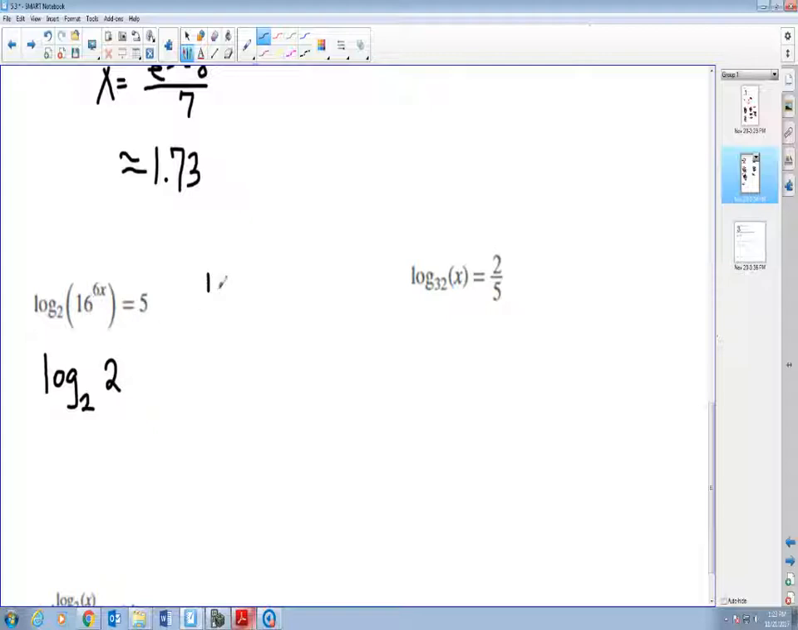Okay, the 16 can be written as base 2 to the 4th power. 2 times 2 is 4. 4 times 2 is 8. 8 times another 2 will be 16. But remember now, on the outside of 16 there was a 6x power. So by the product rule, we can multiply the exponent and say this is 2 to the 24x power equal to 5. So my log with the base 2 and the base 2 kind of cancel each other out.